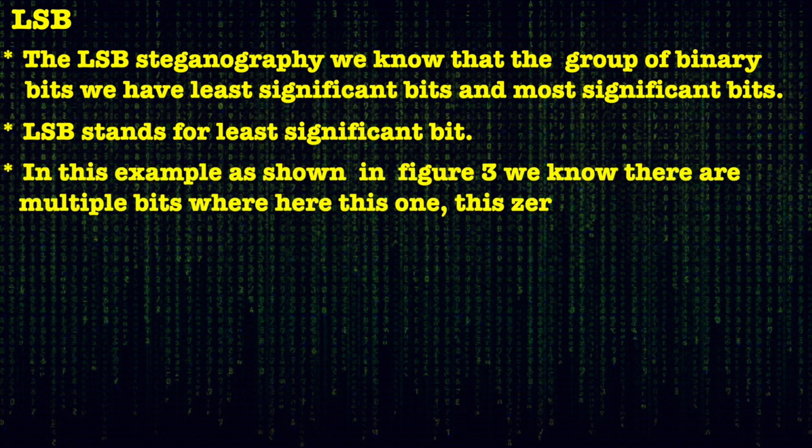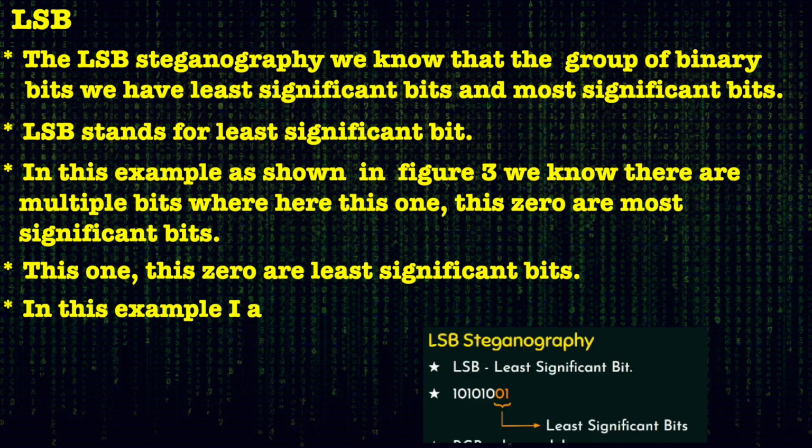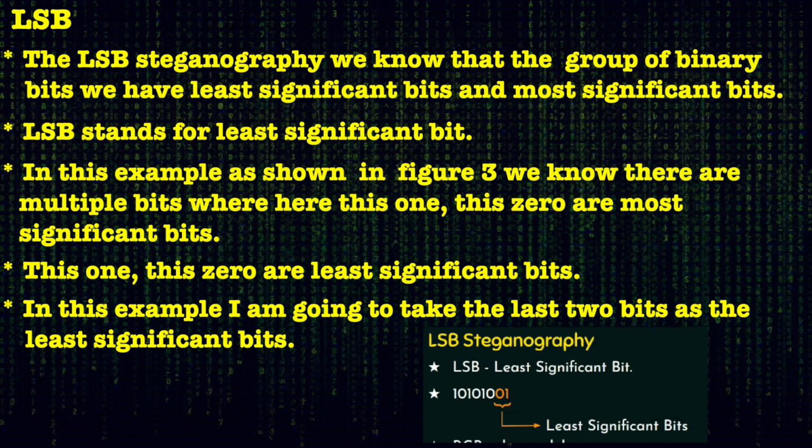In this example, as shown in figure 3, we know there are multiple bits, where this 1 and this 0 are the most significant bits, and this 1 and this 0 are the least significant bits. In this example, I am going to take the last 2 bits as the least significant bits. Now, what am I going to do with these least significant bits? That is the main theme of least significant bit steganography.